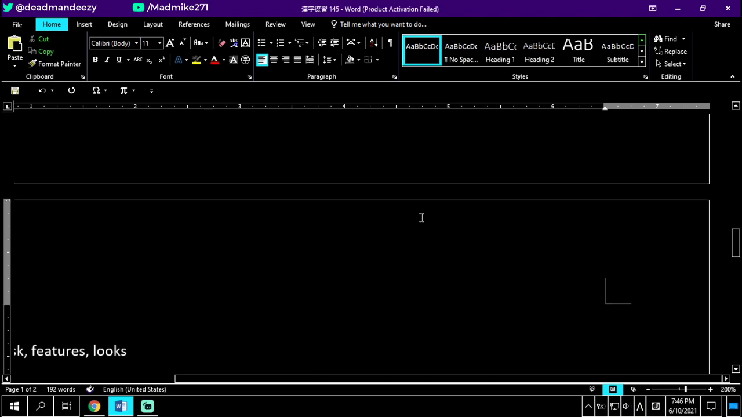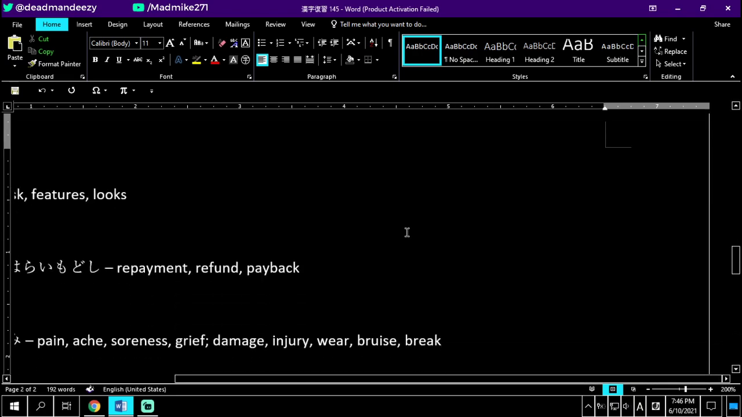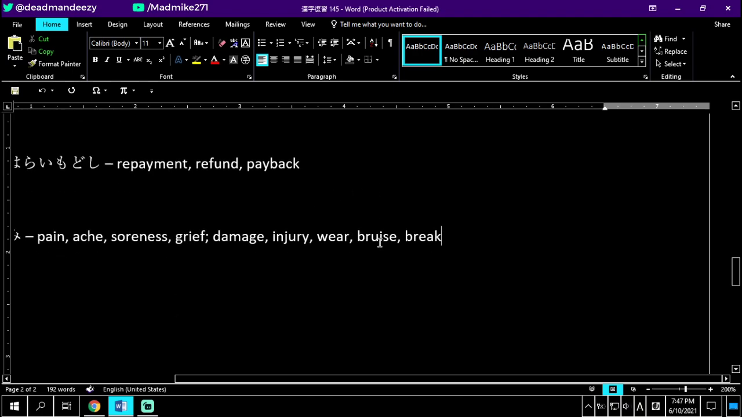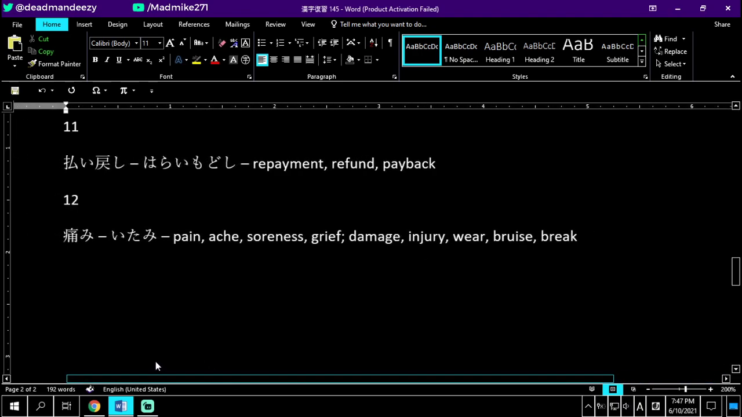Your mask, features, or looks is just a mask. A repayment, a refund, or a payback is harai modoshi. To return someone's money. Harai modoshi is a refund, a repayment, or payback. And finally, we had itami, which is pain, ache, soreness.